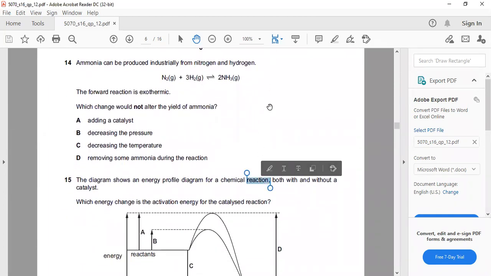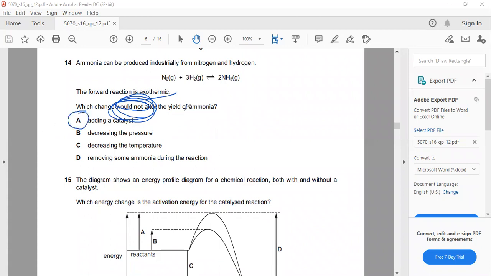Question 14 is about equilibrium and exothermic reaction. Which change would not increase the yield of ammonia? Okay, that's a very simple answer. A is the answer because a catalyst has no effect on yield. Sometimes they ask about composition, etc. So A is the answer.